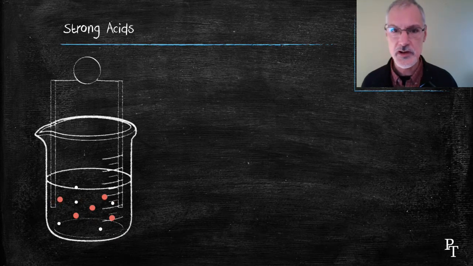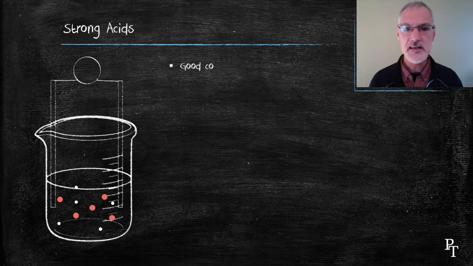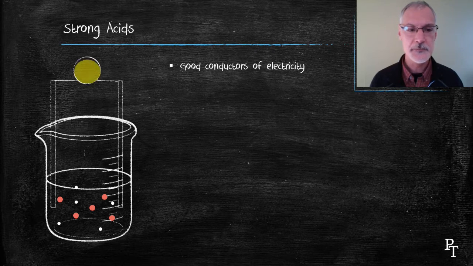A couple features of strong acids. We'll take a look at conductivity for one. These substances are excellent conductors of electricity. The presence of the ions allows electrons to move freely through the solution, and the light that we're using to test here would give a very bright indication.